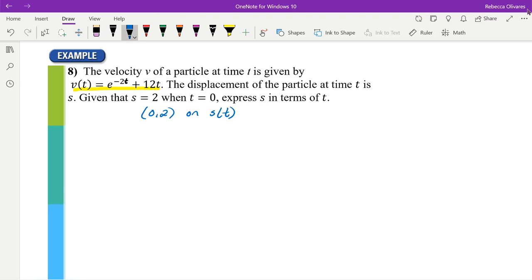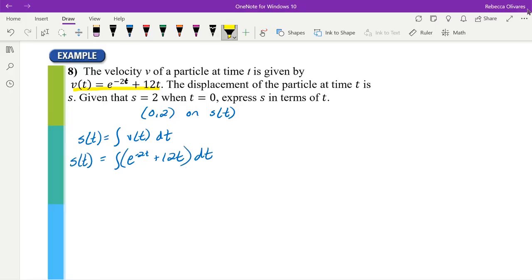So first of all, remember that the position or the displacement is equal to the antiderivative or the integral of the velocity function, v of t dt. So in other words, that's going to be the antiderivative of e to the negative 2t plus 12t dt. And that's going to equal your displacement function. Here's where I have a situation where I'm going to use that linear shortcut, because this right here is e to the negative 2t.